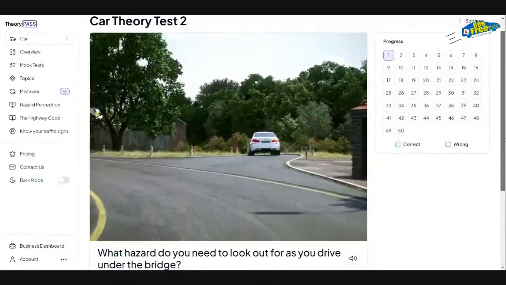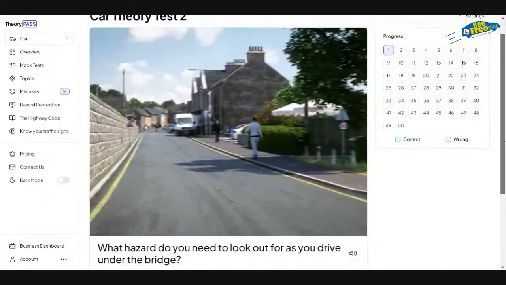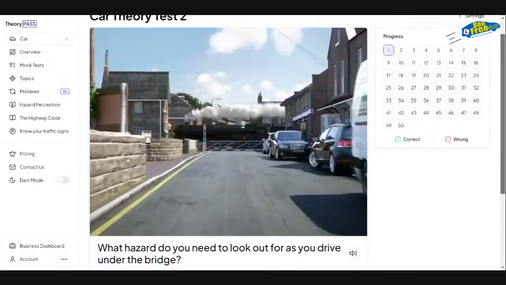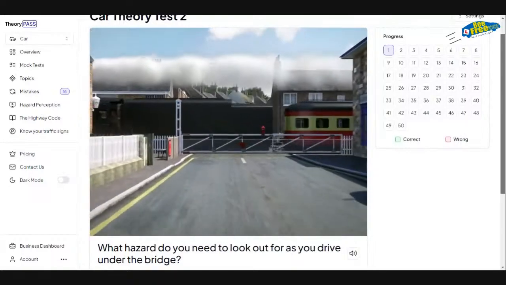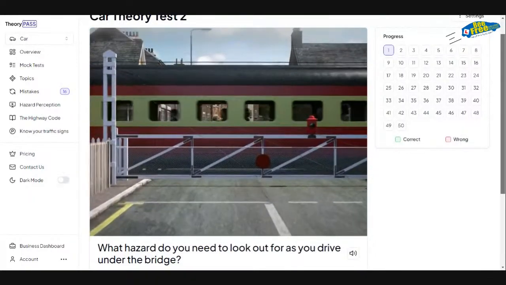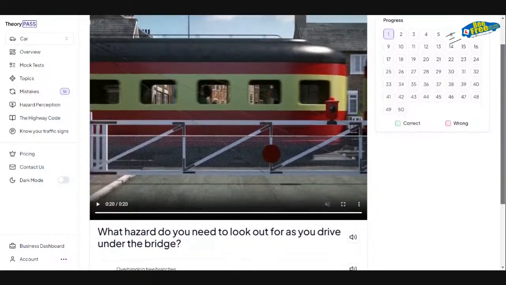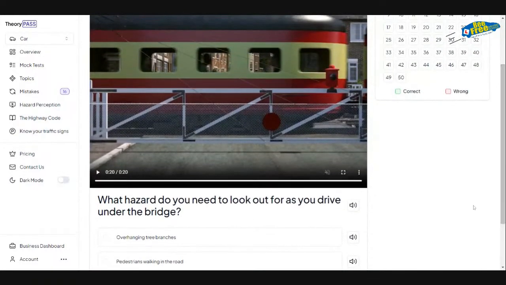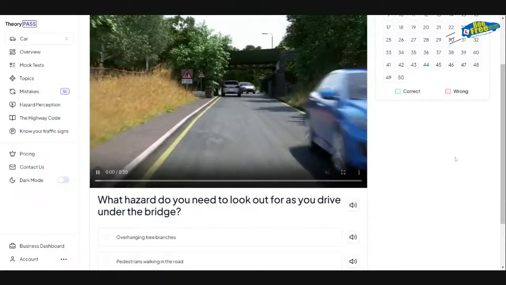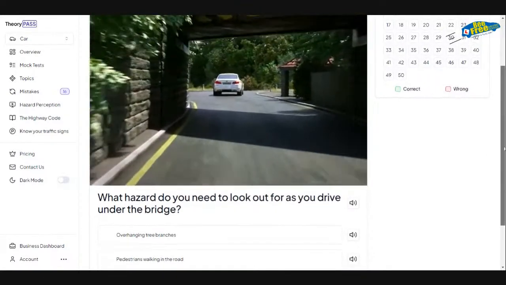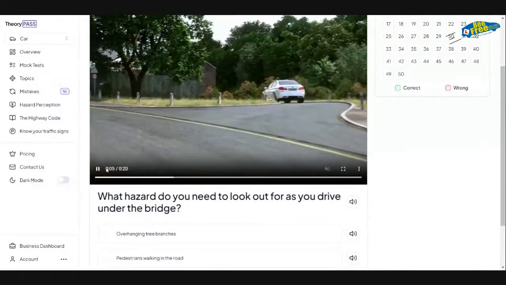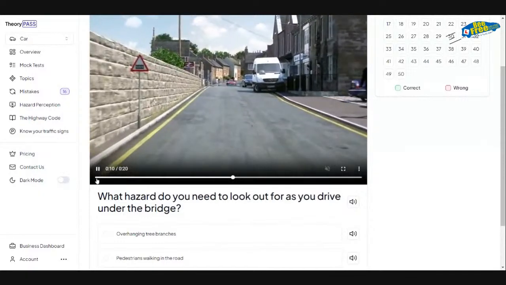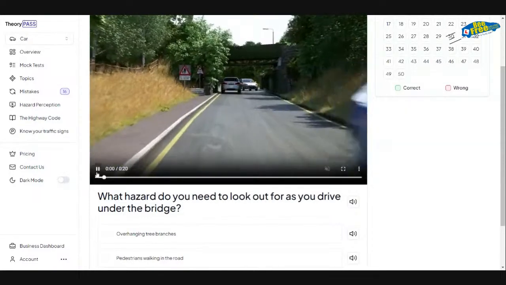Okay, there's a video. What hazard do you need to look out for as you drive under the bridge? I need to have another look. Oh, that bridge. Okay, I'm just going to rewind it again. The good thing with this is you can watch the video as many times as you need. I'm just going to pause it here.